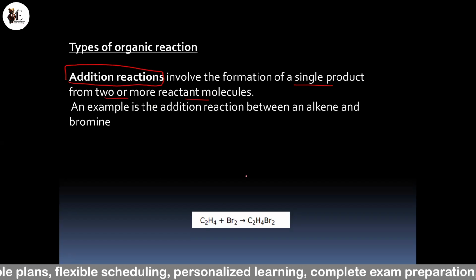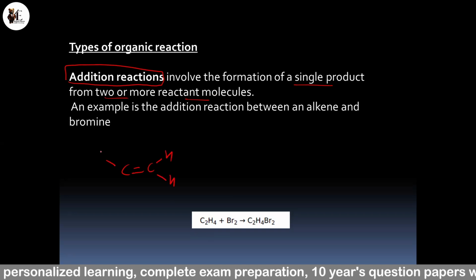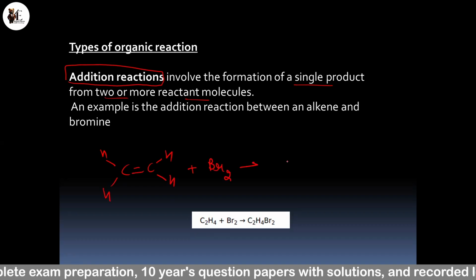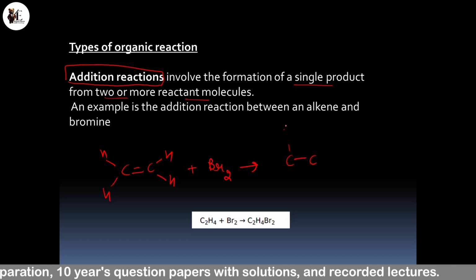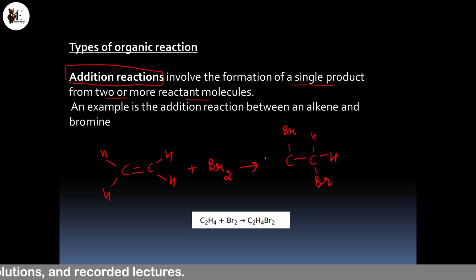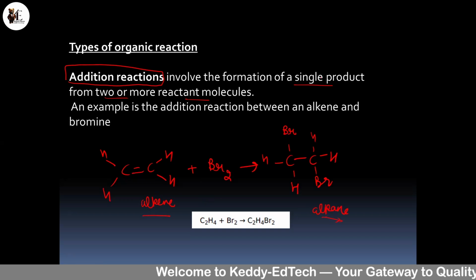Example of addition reaction is between an alkene and bromine. So it is my ethene, C2H4, plus we have bromine. And what happens? We have C2H4. One bromine comes here, then one bromine comes here, and then carbon valence is satisfied by hydrogen. So what you have observed, that alkene is converted into an alkane, right? And two reactants, that is alkene and bromine, react together to give one single product. So this is known as your addition reaction.